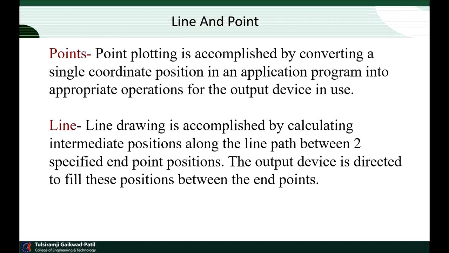Then we will learn about line and points, and how line and points are drawn on the screen. Point plotting is accomplished by converting a single coordinate position in an application program into appropriate operations for the output device in use. Line drawing is accomplished by calculating the intermediate positions along the line path between two specified endpoint positions. The output device is directed to fill the positions between the two endpoints.